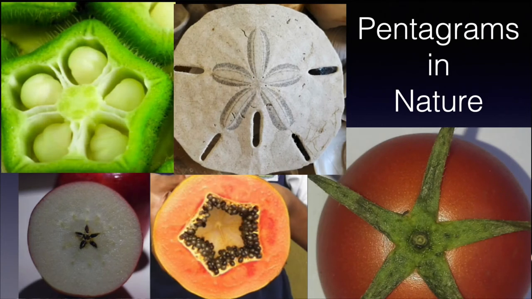So here's the pentagon, like a pentagram in nature. We have okra, we have a sand dollar, we have an apple. I think this is a papaya and tomato. So we have these fives and these 108s in nature.